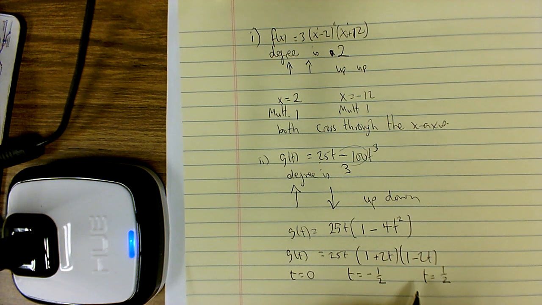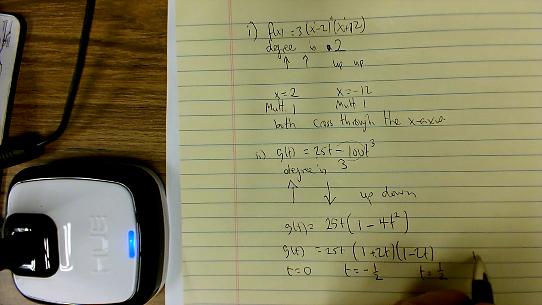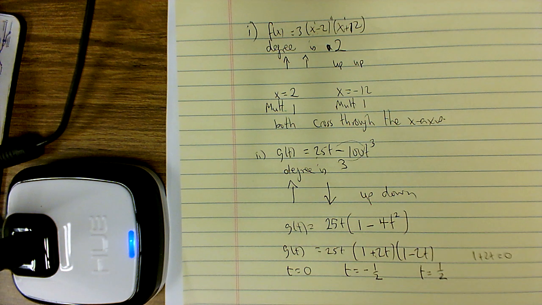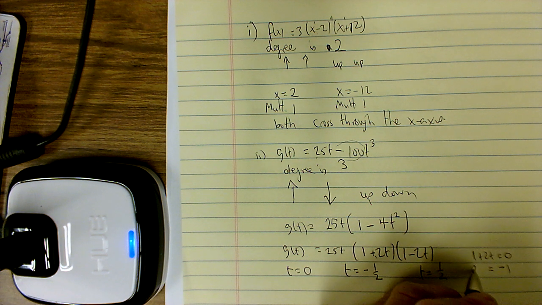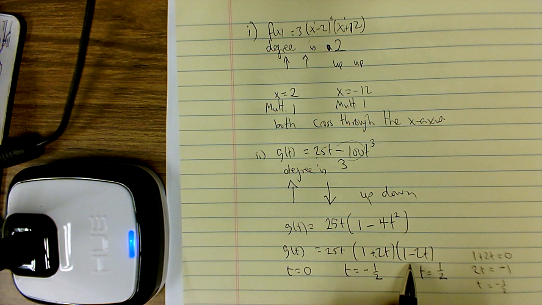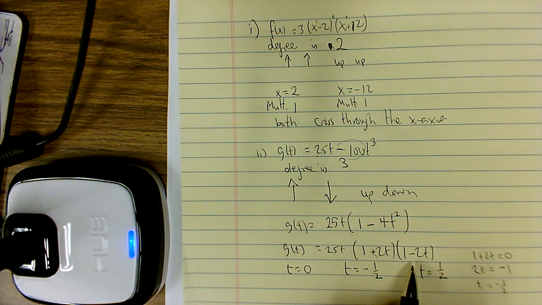Okay, so those of you who don't know how to do that, you simply write 1 plus 2t equals 0, subtract 1, divide by 2. Okay. And then this one we set 1 minus 2t equal to 0, subtract 1 and divide by negative 2.